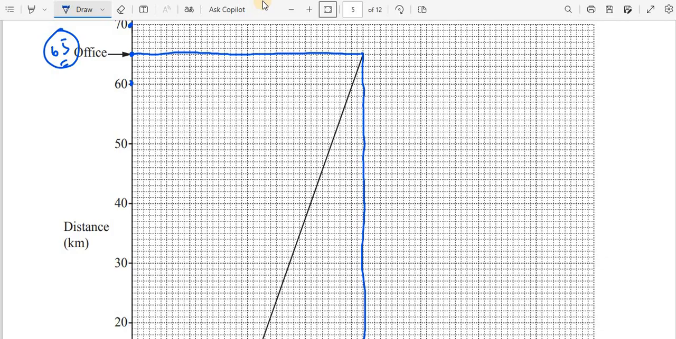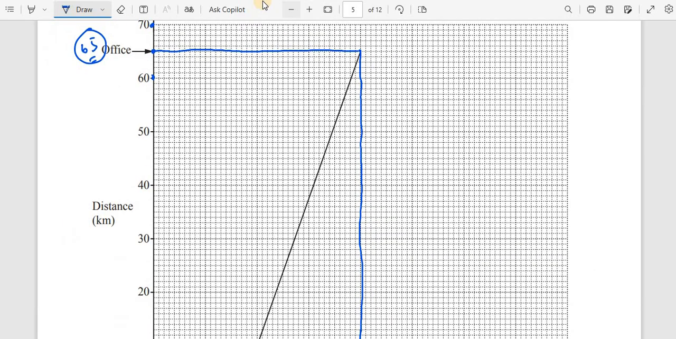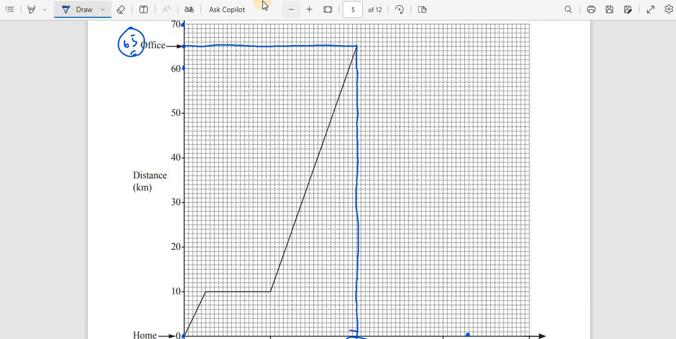Okay, so if we scale this figure, draw a straight line from here to here. Always use a scale. So this is the required graph.